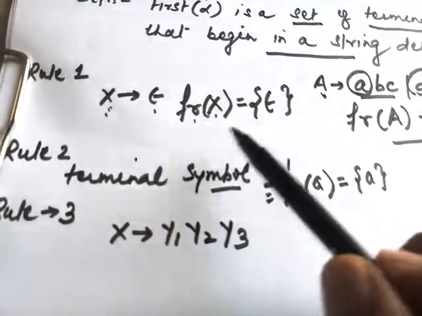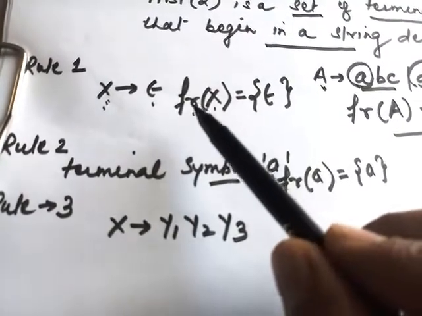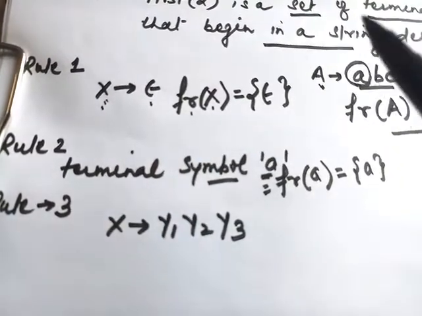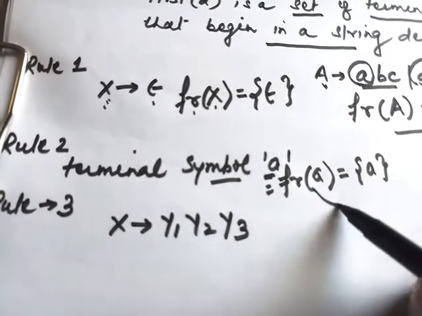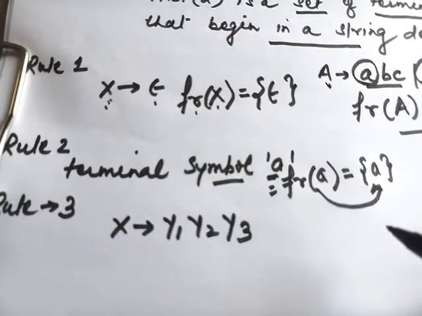In a nutshell, we always find out the first of a non-terminal, but we can find out the first of a terminal also, and that is itself. That is the second case.